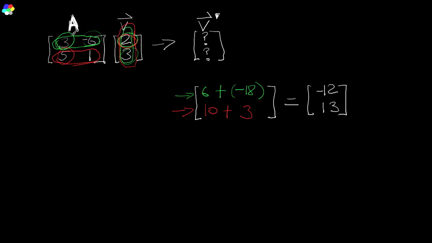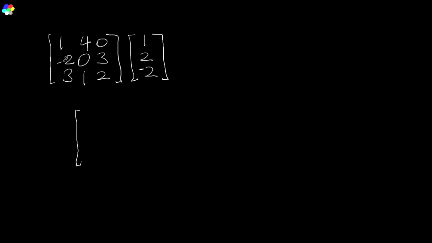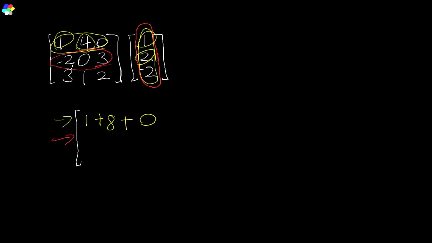In general, the notation for matrices is a capital letter, often rendered in bold. All right, let's try one more. This time we're going to do a 3x3 matrix times a 3-component vector. So the result is going to be, for the first element, 1 times 1 is 1, plus 4 times 2 is 8, plus 0 times negative 2 is 0. Second element is negative 2 times 1 is negative 2.